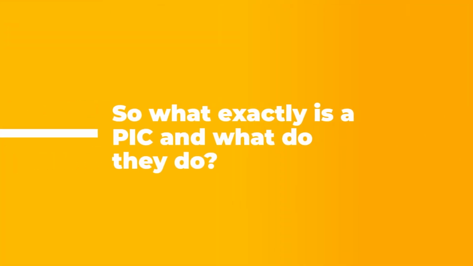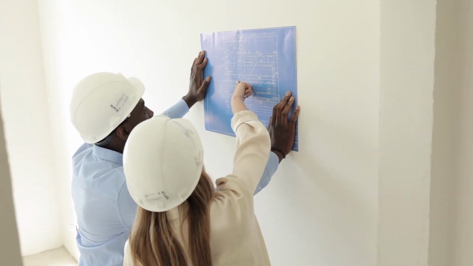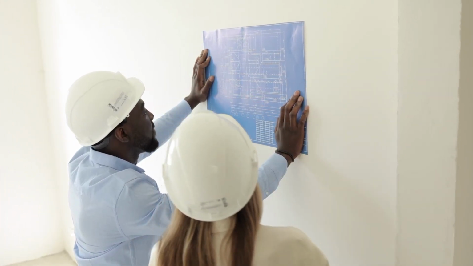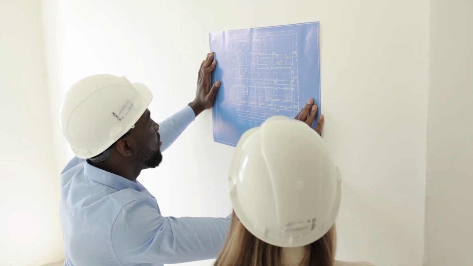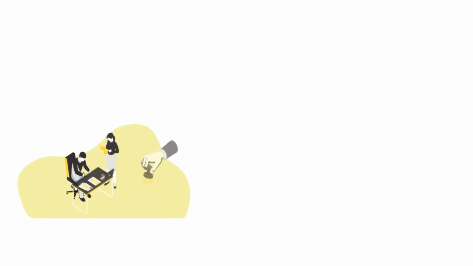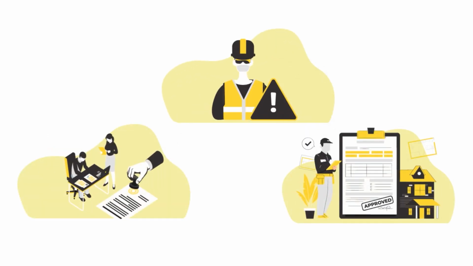So what exactly is a PIC and what do they do? A PIC is an Enbridge employee or contractor that is competent to lead work and responsible to ensure all key activities are identified and completed properly. Some of the key hazard assessment activities are the work authorization, job hazard analysis, permitting, and field-level hazard assessments.